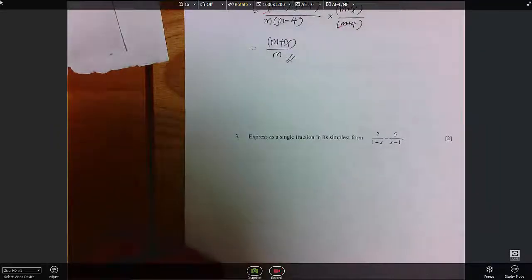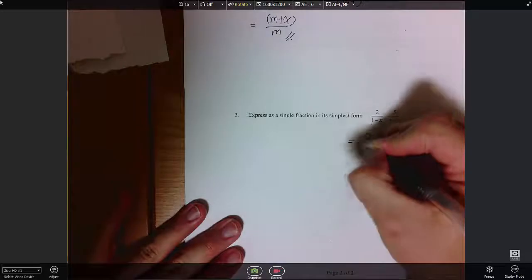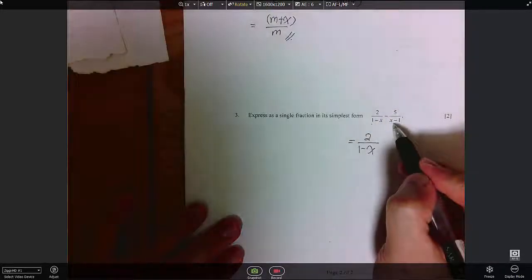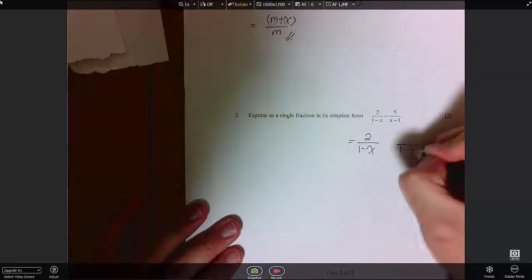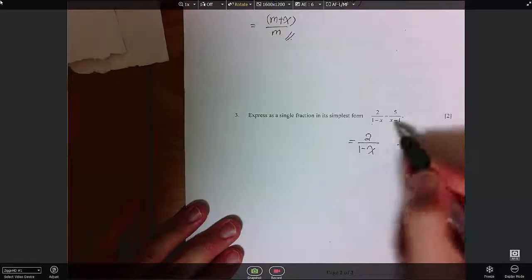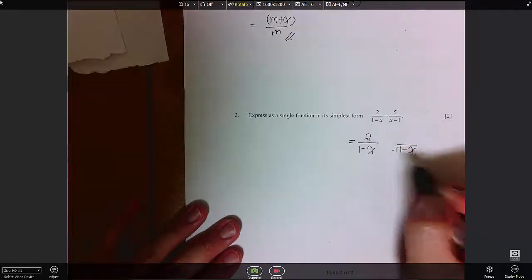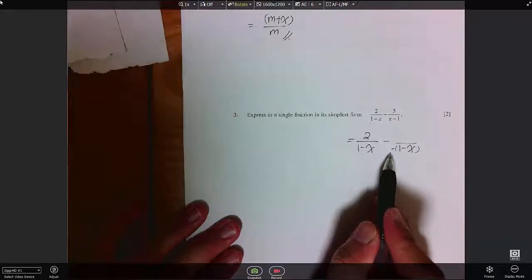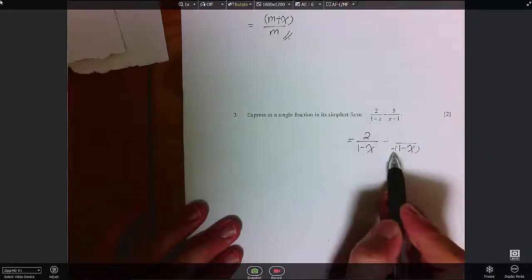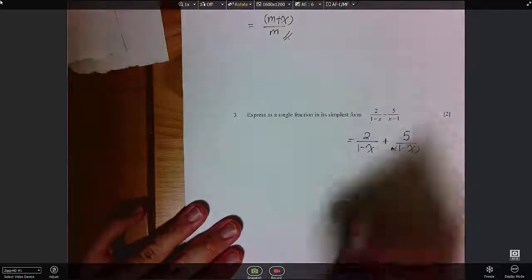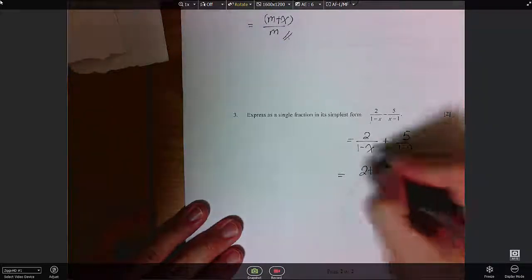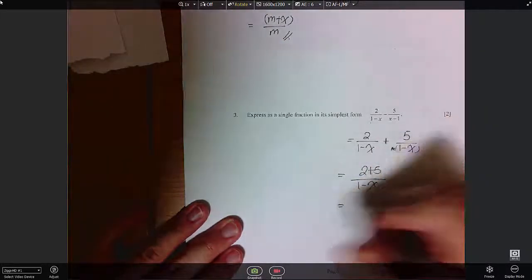Question 3 is actually quite simple. 1 minus x and x minus 1 are actually the same thing. So what I do here is factorize negative 1 from x minus 1, and I will be left with 1 minus x. I take out a negative 1 here. The negative 1 will interact with this negative. Negative and negative gives me positive, so this guy cancels away already. Over 5. So what I'm left with is the same denominator. We can combine to get 7 over 1 minus x.